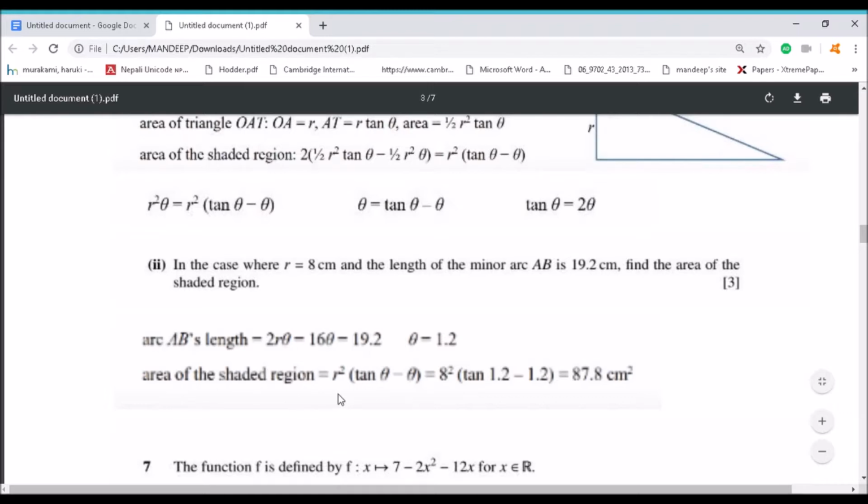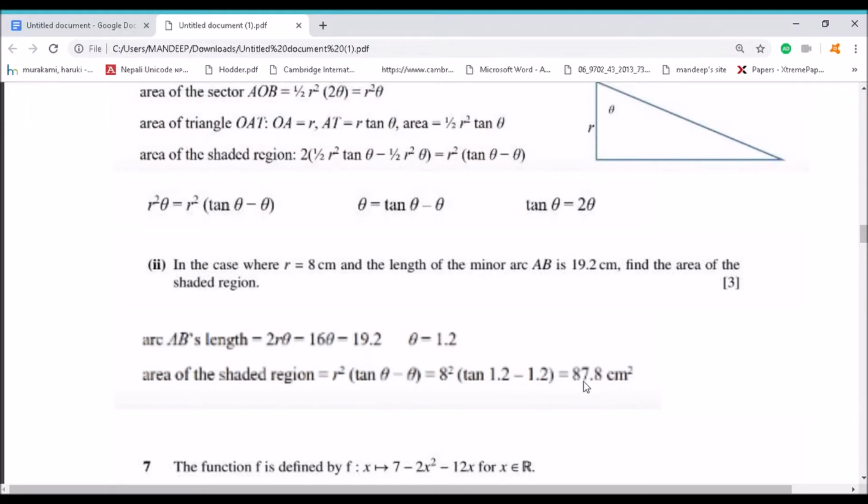Now the area of the shaded region. We have r, we have theta, so we just replace the values, and we get 80 squared and 1.2 minus 1.2, which equals 87.8 centimeters squared. That's our answer.